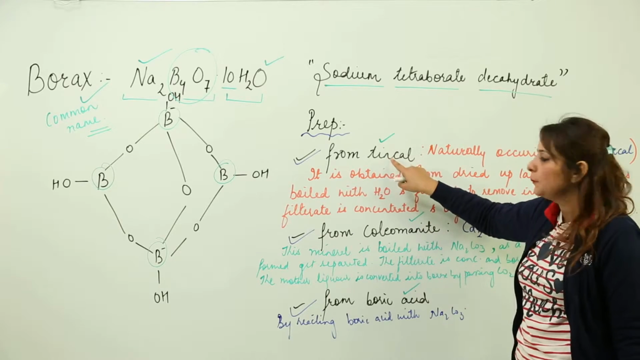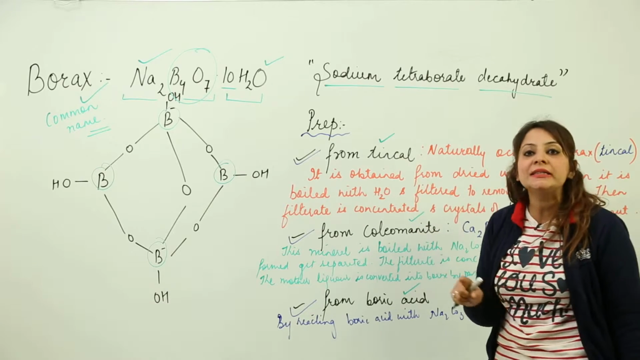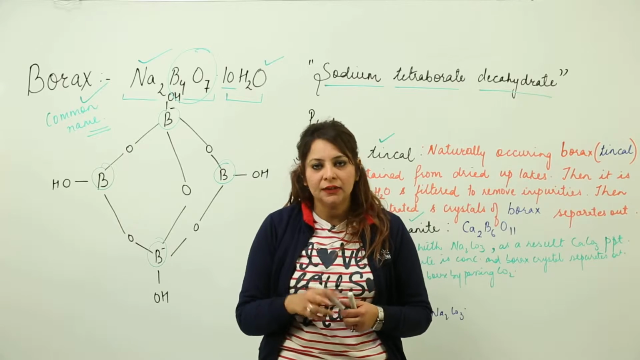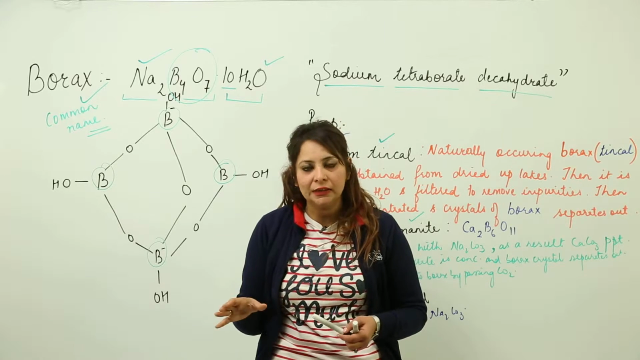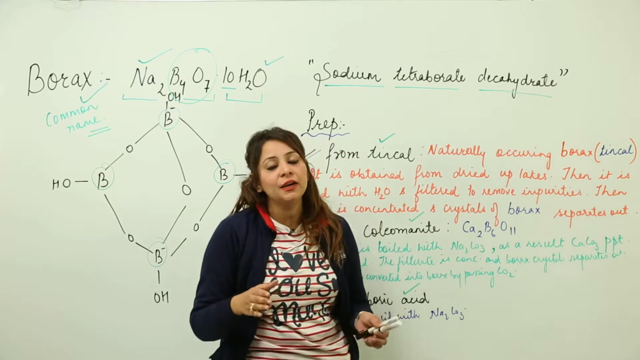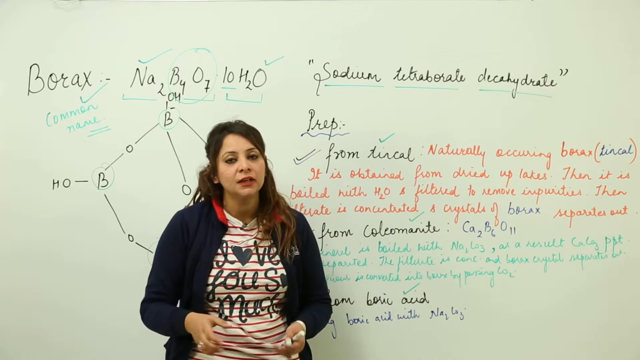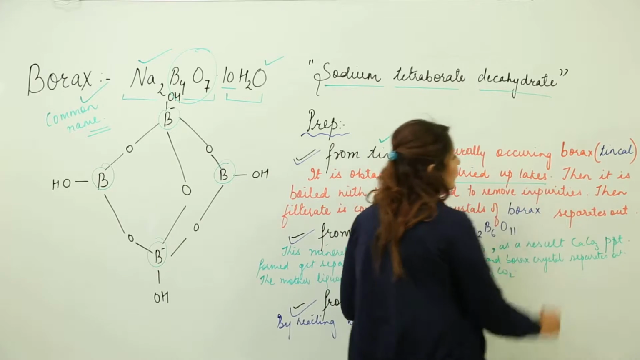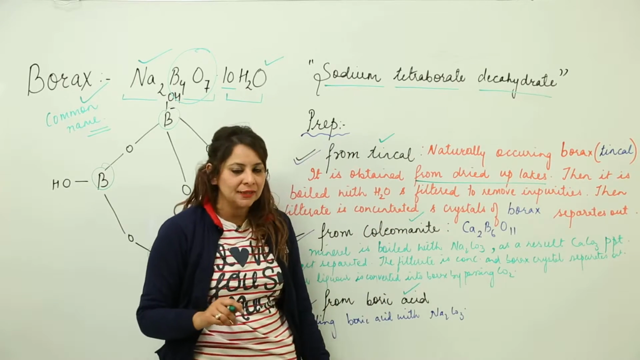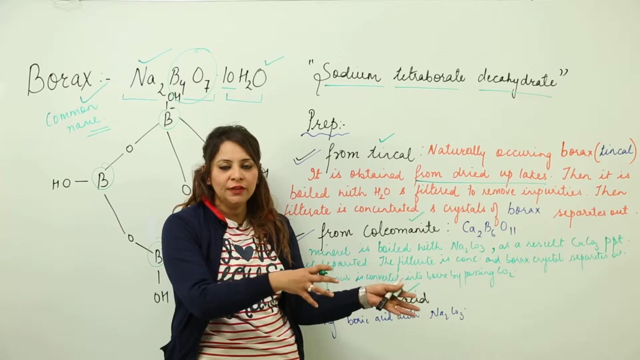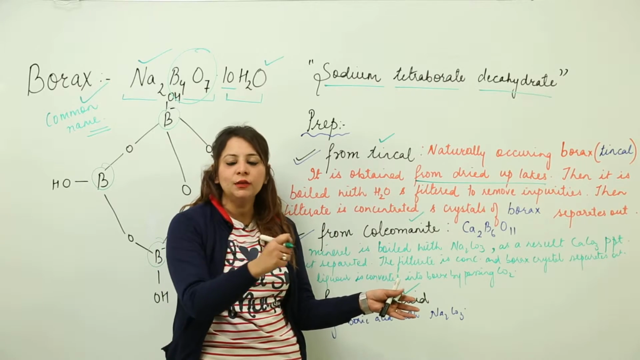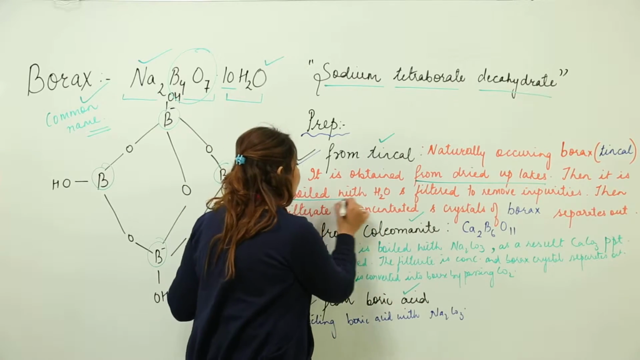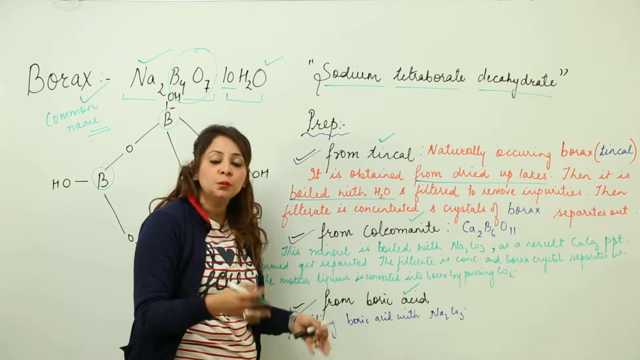Now the question is, what is tincal? Naturally occurring borax is called tincal. And where do we find this tincal? It is obtained from dried up lakes. It is collected from the dried up lakes. Then what do we do? First we extract that tincal present in the dried up lakes, and then we add water to it and boil it.